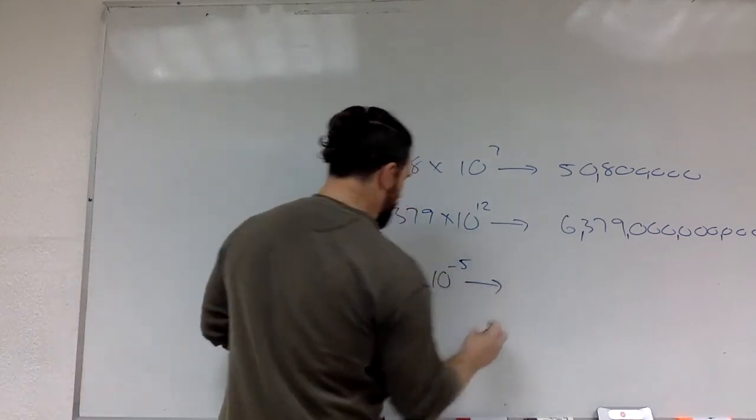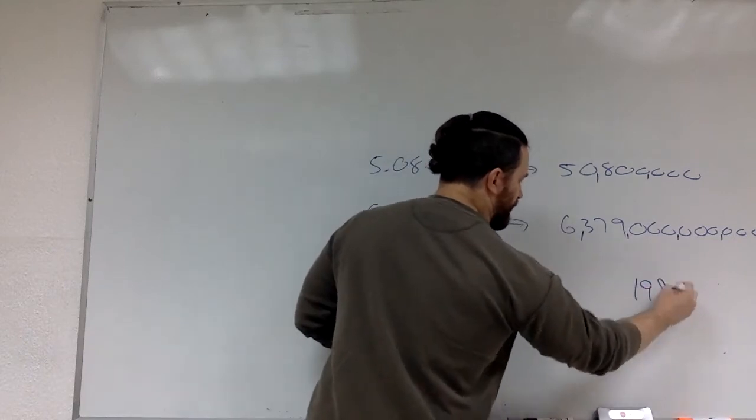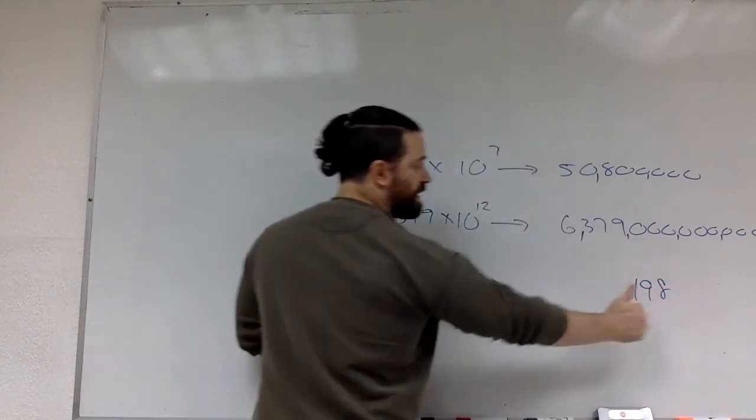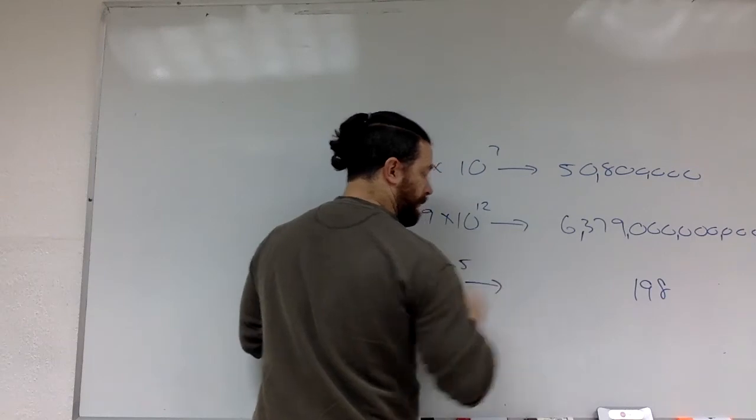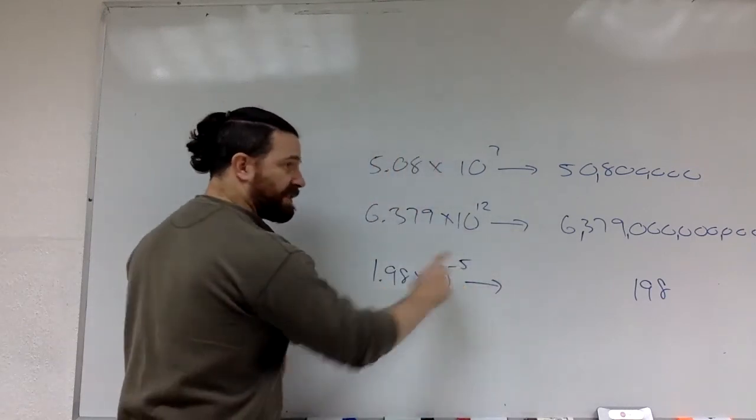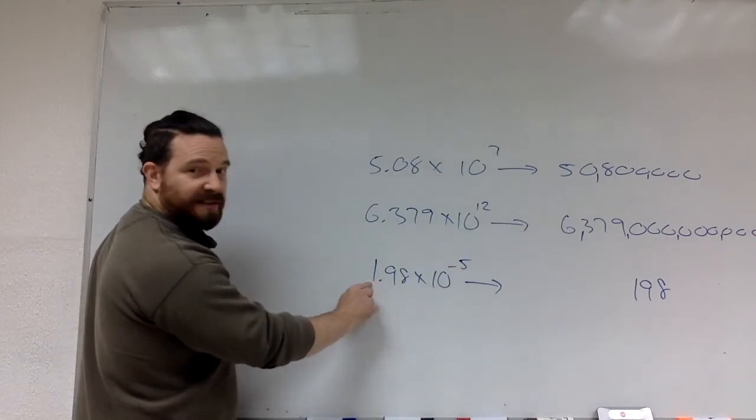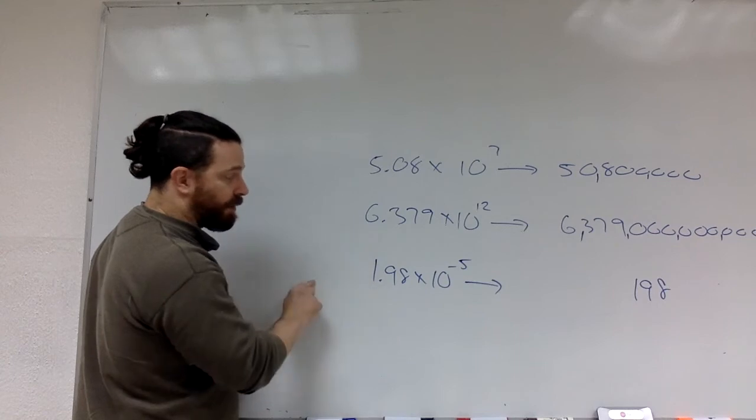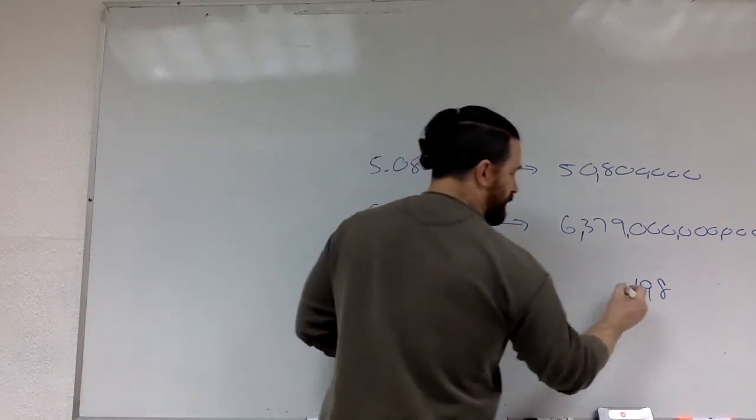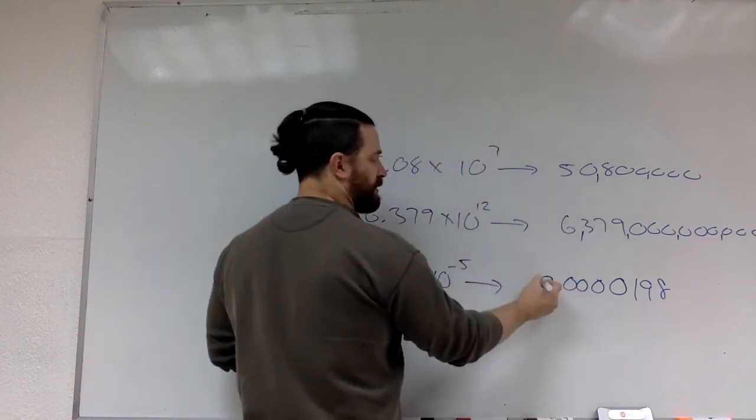So I start with 198. I'm going to move over here some, give myself some space because I'm going to have to move the decimal in this direction now. So if I move the decimal 5 spaces, I move it 1 place just to get past this digit, and then I have to move it 4 more. So that's going to give me 4 zeros. And just put a 0 next to the decimal on that.